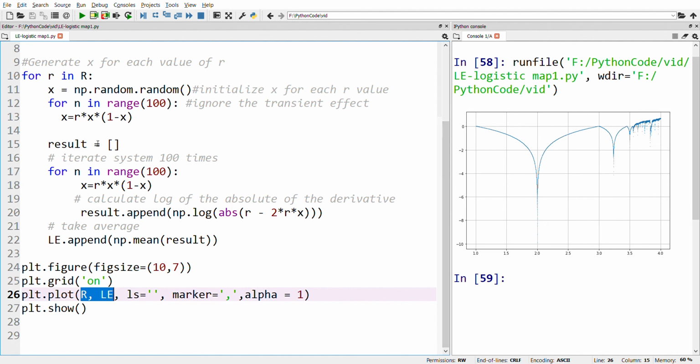This particular code can be used for any one-dimensional chaotic system. The only thing to be remembered is that we have to substitute the first derivative of that particular chaotic dynamical system in this part, and the same code can be applied to any one-dimensional chaotic system.